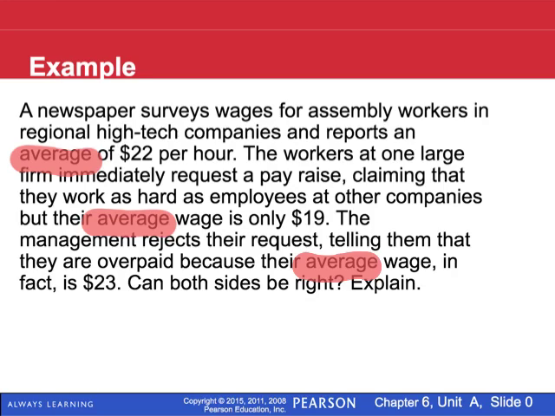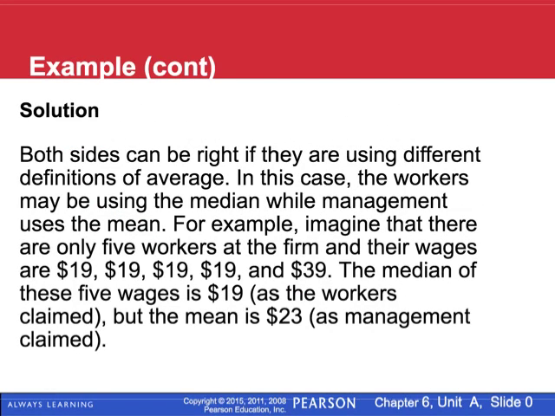So let's look at this next slide. Both sides can be right if they're using different definitions of average. That's kind of the key there. In this case, the workers may be using the median while the management is using the mean. Okay, for example, imagine there are 5 workers at the firm, and their wages are 19, 19, 19, 19, and 39. The median of these 5 is 19. The mode is also 19. That's what the workers said the average was. But the mean of those numbers is 23, as the management claimed. That's why we need to be really careful with what we mean by average.